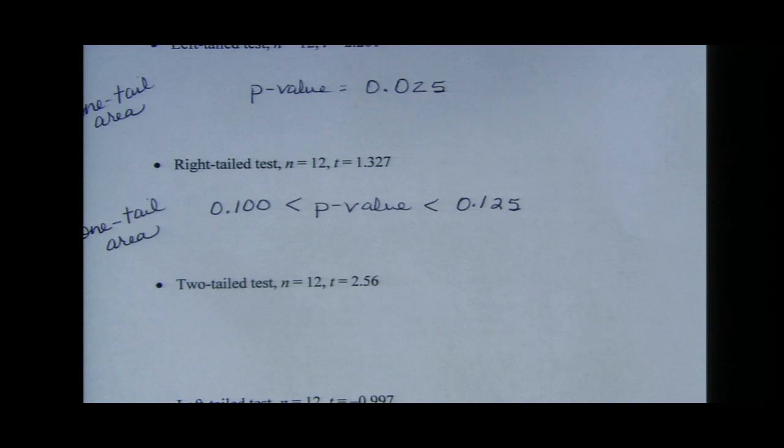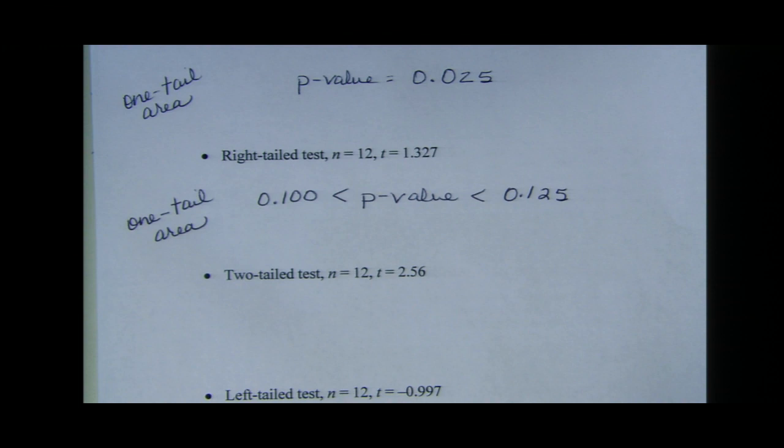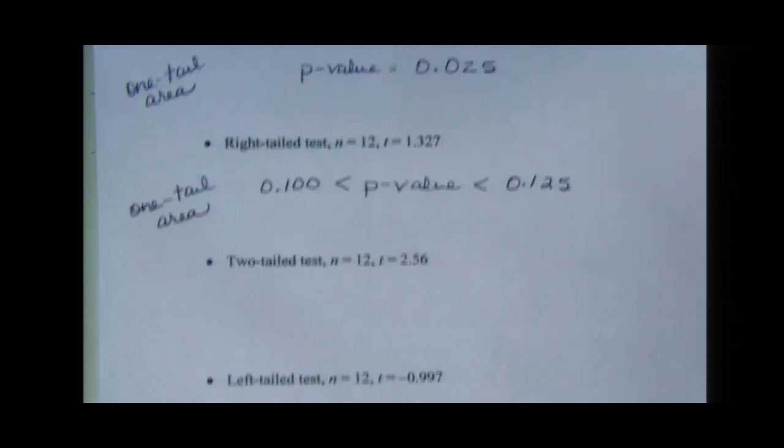Just doing some erasing on my table so I can write on it again. So what makes it a little bit more difficult now is our p-value falls between two numbers instead of being an exact value. All right, next example.